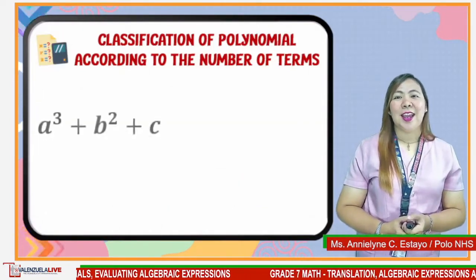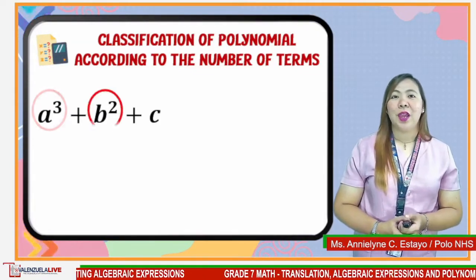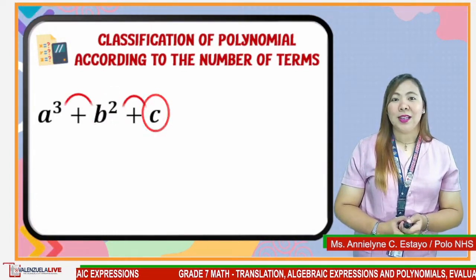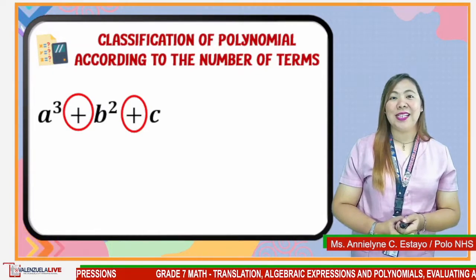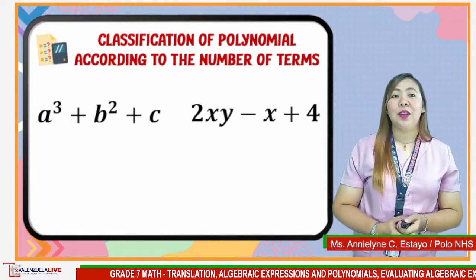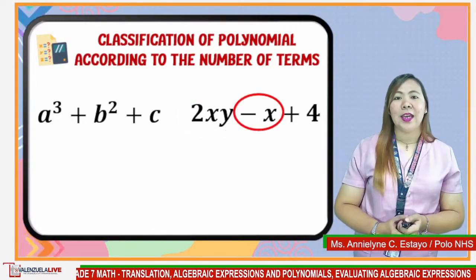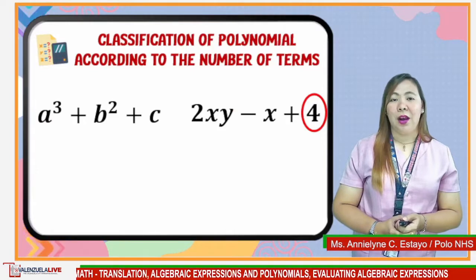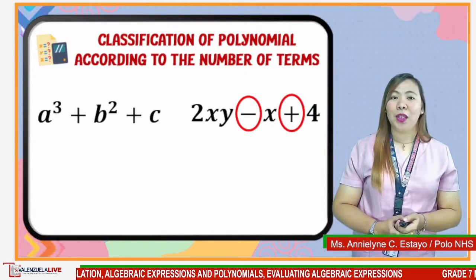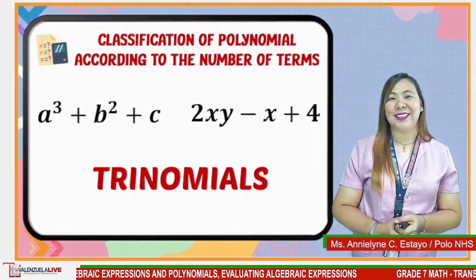Next is a cubed plus b squared plus c, where a cubed is the first term, b squared is the second term, and c is the third term, because they are separated by addition symbol. In 2xy minus x plus 4, the first term is 2xy, second term is negative x, and third term is 4, because they are separated by minus sign and plus sign. These polynomials consisting of three terms are called trinomials.